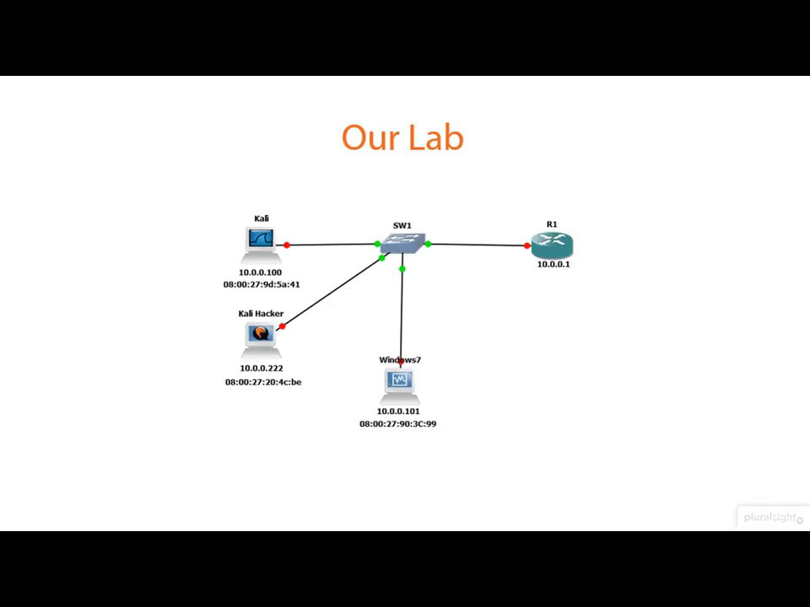We have three hosts. The attacker is going to use Kali Linux at 10.0.0.222. Then the victim machine will be a Windows 7 host at 10.0.0.101. Finally, the penetration tester will use Kali Linux to intercept all the traffic and analyze any attacks on the network.